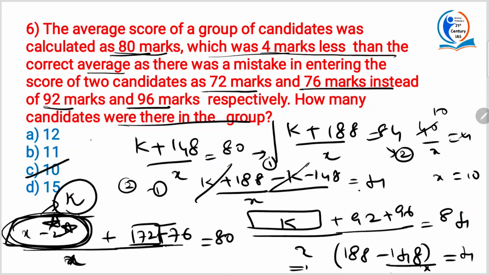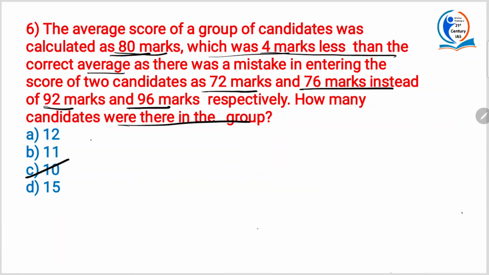If you don't want to do it like this, there is another direct way of doing the steps. How? See, we've taken the number of persons to be X. So corrected marks is how much? 92 plus 96, that is 188. And incorrect marks is how much? It is 72 plus 76, that is 148. Okay. Now what is the difference between these two? It is 40, right? 40.